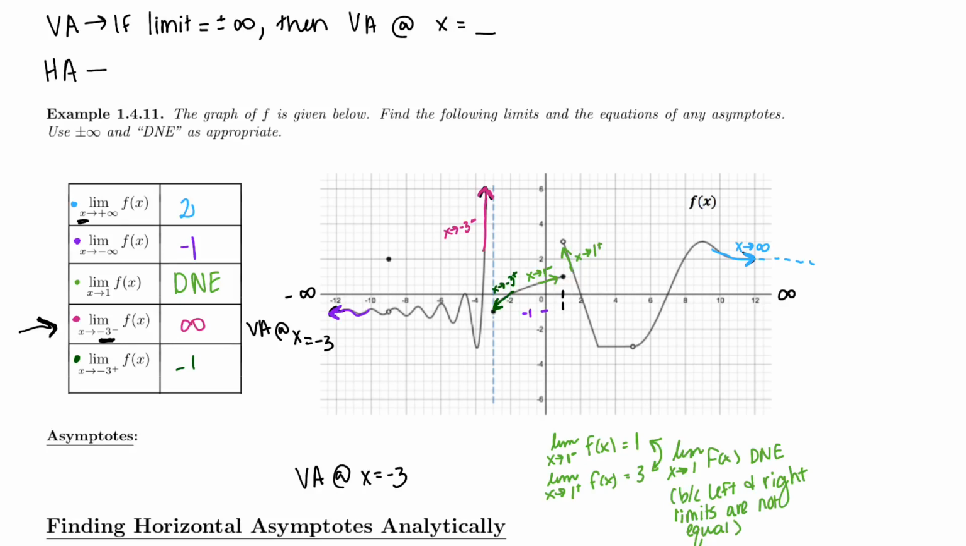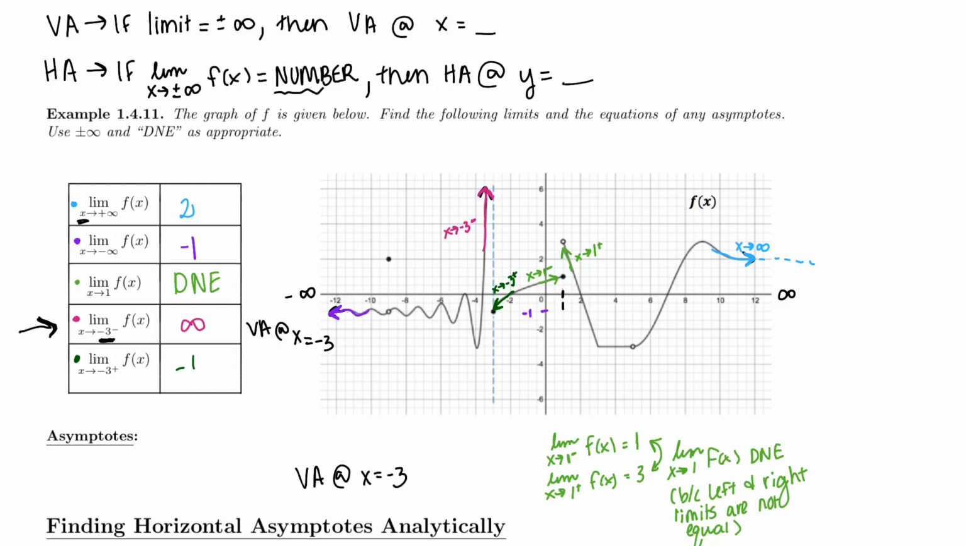There's going to be a horizontal asymptote if you have a limit as x approaches positive or negative infinity of some function and it equals a number. Not positive infinity, not negative infinity, but it equals an actual number. So if you have a limit going to positive or negative infinity and it equals an actual number, then you have a horizontal asymptote at y equals whatever this number is here.